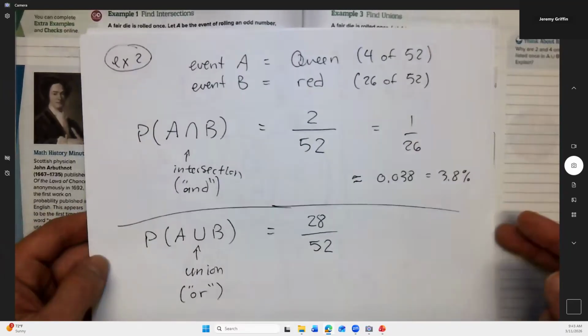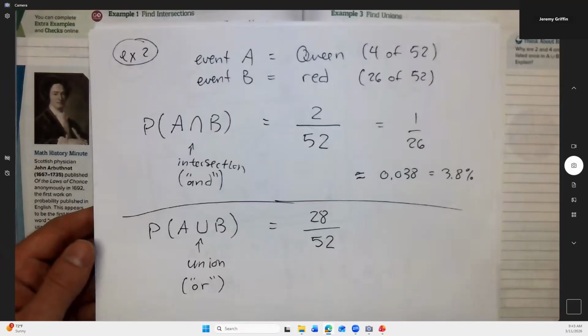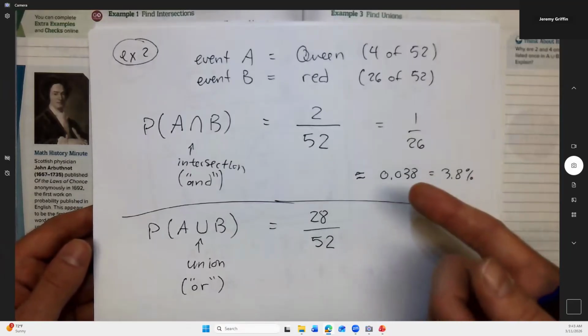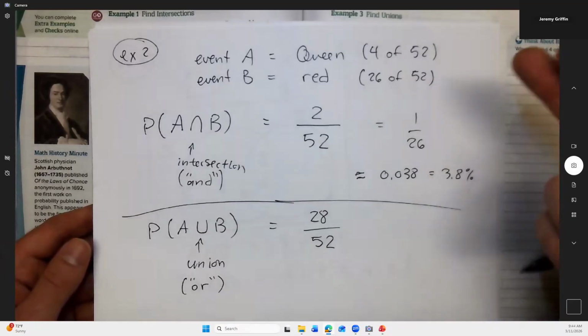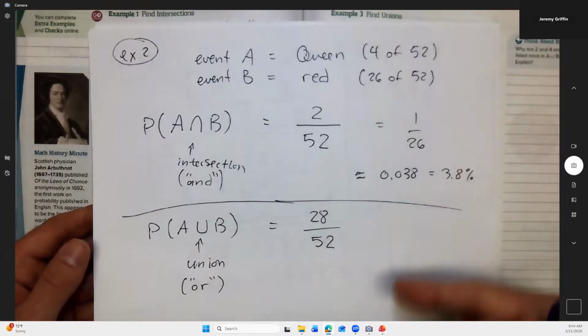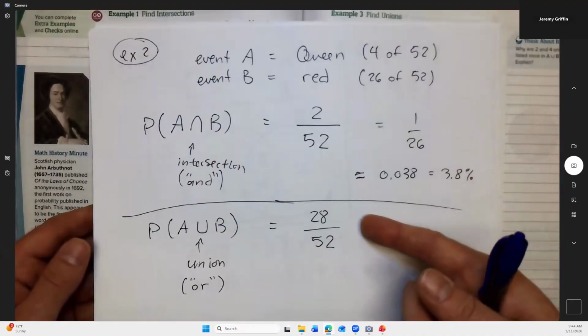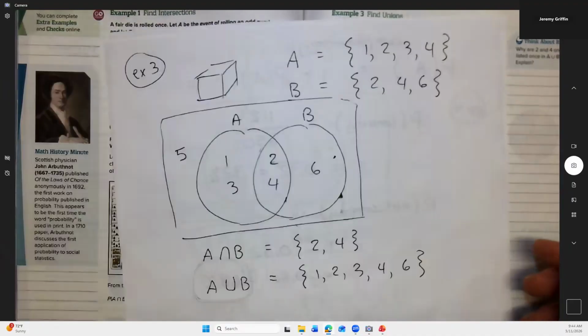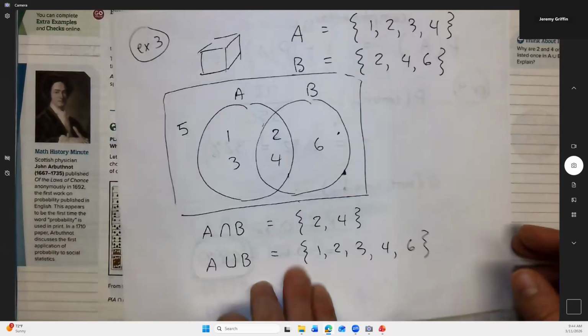Now, what if they said red or queen? That could be 26 red cards and 4 queens, but 2 of those overlap, so you don't want to double count. So that's 28 possibilities, 28 out of 52. If they said "or", they put the union, like that. What's example 3 here?